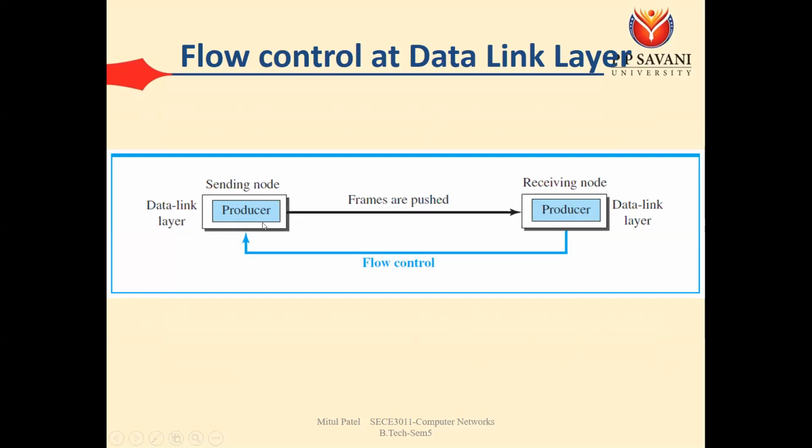On the sending side we have one buffer and on the receiver side we have one buffer. Now, what will be the capacity of the buffer? For this example we will assume that the buffer capacity is such that at a time it will store only one frame.